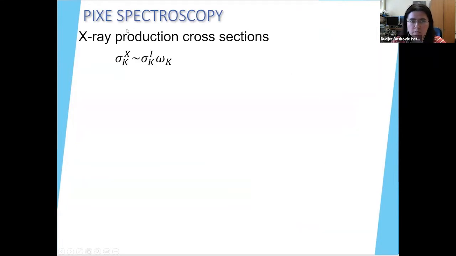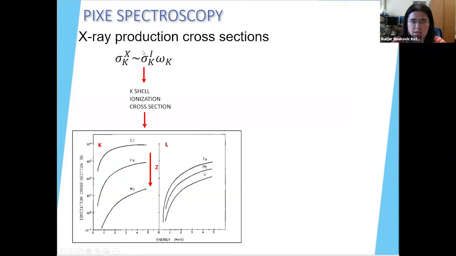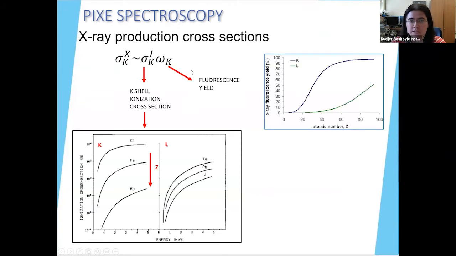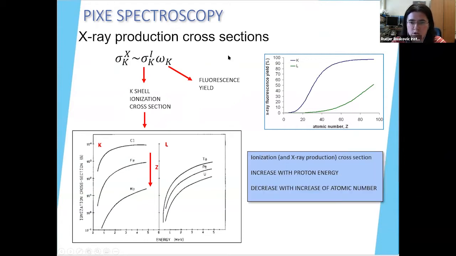So basically, this is the X-ray production cross-section as a formula. So we have the K-shell ionization cross-section, and here is the fluorescence yield. So the fluorescence yield is the probability that this will result in the emission of X-rays, not in Auger electrons. So as you can see here, the ionization cross-section.